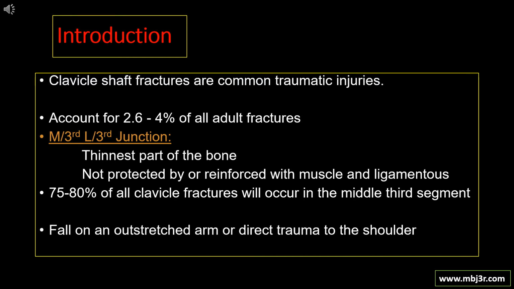The junction of the outer and middle thirds is the thinnest part of the bone, and it is the only area not protected by or reinforced with muscle and ligament attachments. 75 to 80% of all clavicle fractures occur in the middle third segment. 10 to 30% occur in the distal or lateral third segment. A fall on an outstretched arm or a direct trauma to the shoulder is a common cause of clavicle fractures.